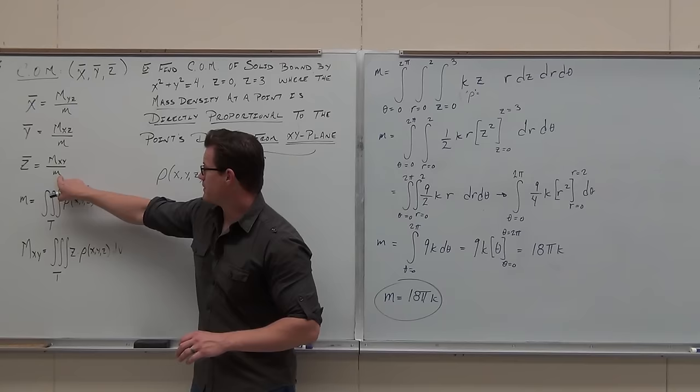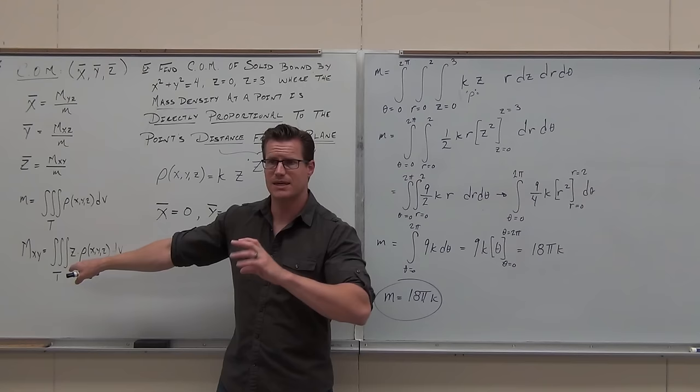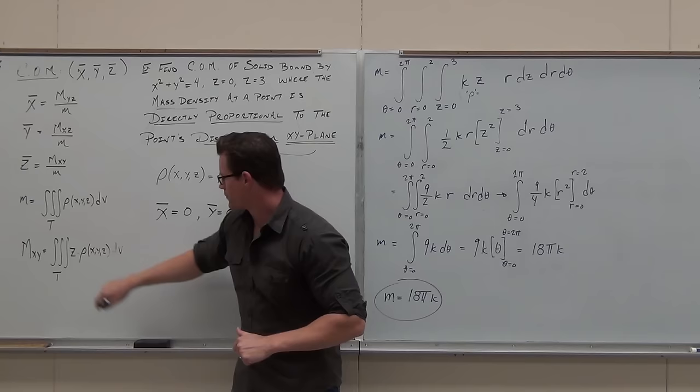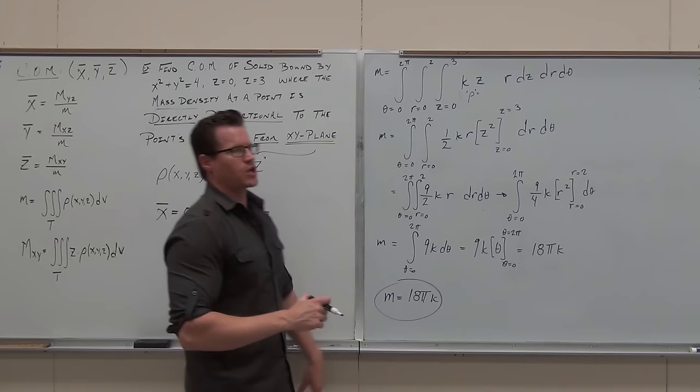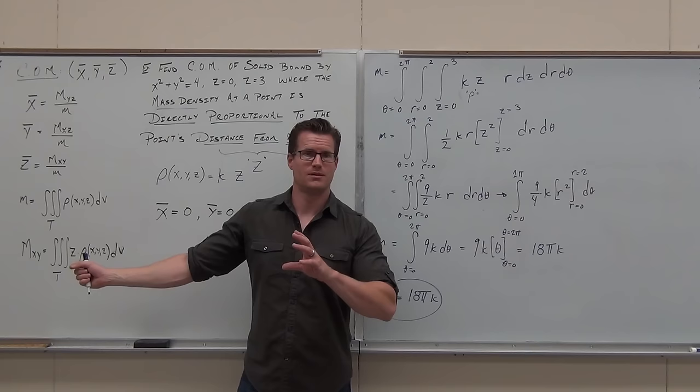What I want to do right now is figure out this guy. The first moment of mass about the xy plane gives us a z value. It gives us the average of where the mass density is spread across the z-axis. That's what I want to figure out now. So how's it going to change? How does this change from that? Does it look very similar? Yes. Is the region still going to be the same? Yeah. Is the mass density function still going to be the same? Yeah. What's tacked on to there? z. That's a little multiply, okay?